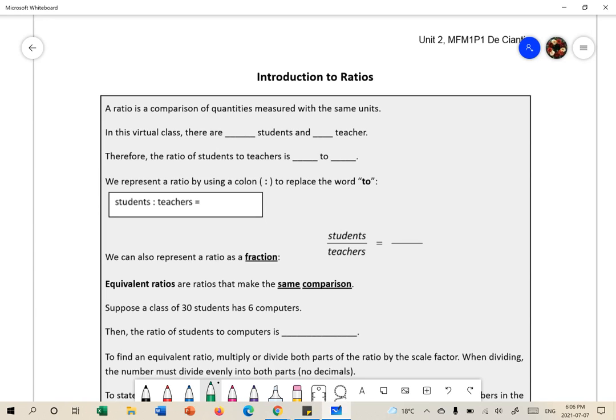Welcome to the first lesson of Unit 2. Today we're going to be learning about ratios and proportions. A ratio is a comparison of quantities measured with the same units.